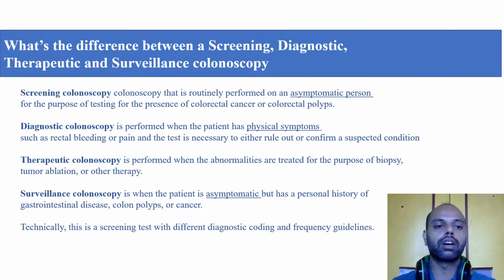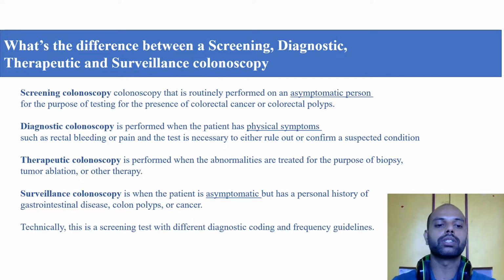What is screening colonoscopy? Screening colonoscopy is routinely performed on an asymptomatic person. Asymptomatic means there are no symptoms, for the purpose of testing for the presence of colorectal cancer or colorectal polyp. Diagnostic colonoscopy is performed when the patient has physical symptoms such as rectal bleeding or pain, and the test is necessary to either rule out or confirm a suspected condition.